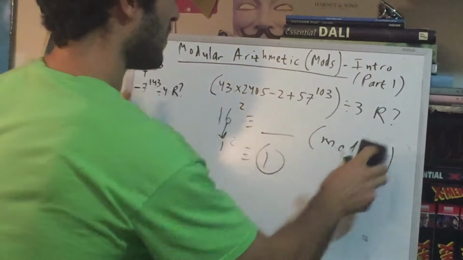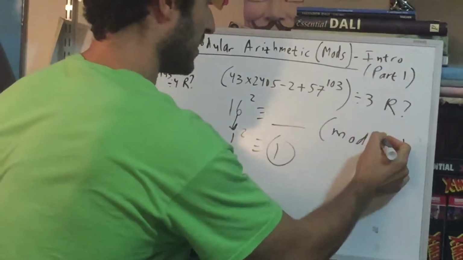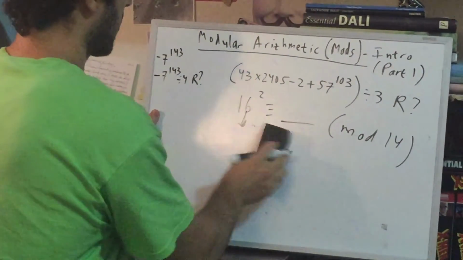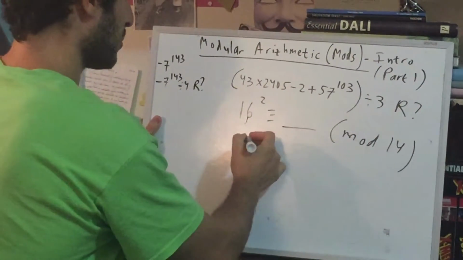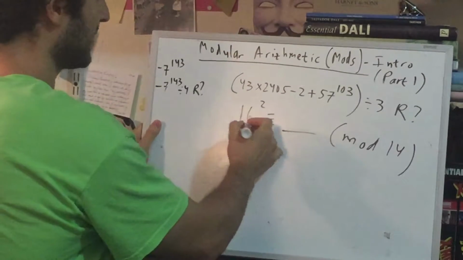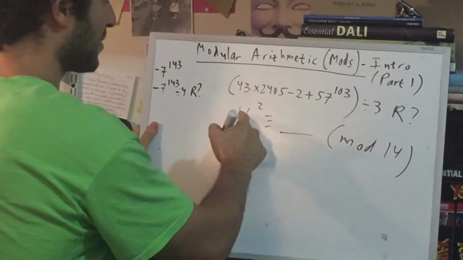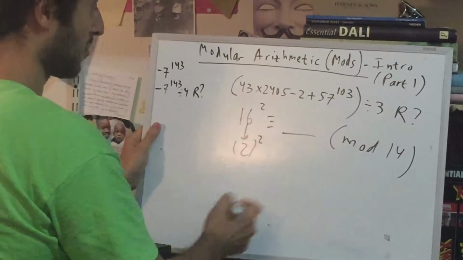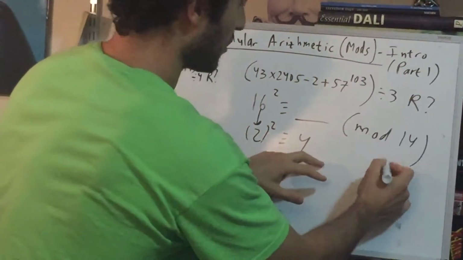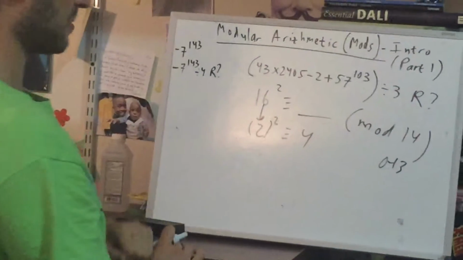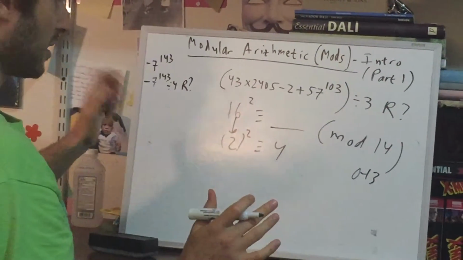So let's say this were mod 14, so it's a little trickier. So what is 16 divided by 14? The remainder is 2. So we're going to replace the 16 with the 2, and then instead of squaring the 16, we're going to square the 2. So what's 2 squared? That's 4, and 4 is in the 0 through 13 range, so we're done. That's it. That's all there is to it.